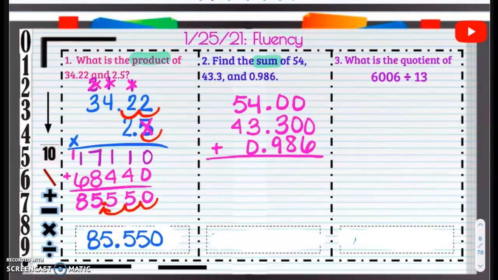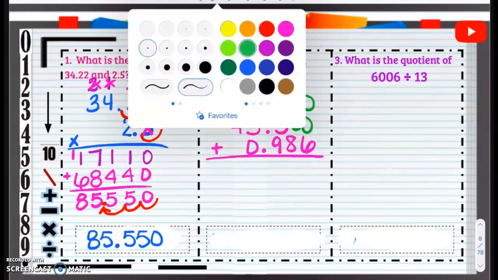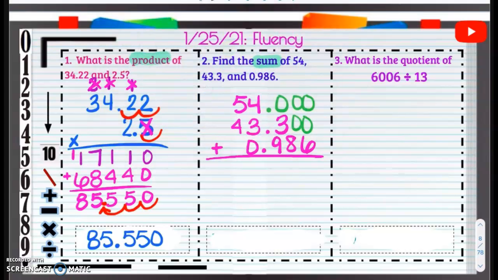Yes, we can put some decimals and placeholder zeros here if you would like to. Ooh, maybe I'll do those in a different color. Because why not? Yeah. All right, now let's add. 6 plus 0 is 6. 8 plus 0 is 8. 9 plus 3 plus 0, 9, 10, 11, 12. Carry that 1, drop that 2.